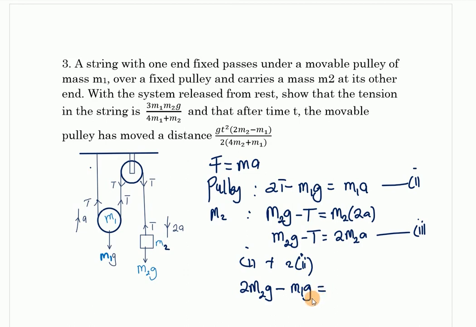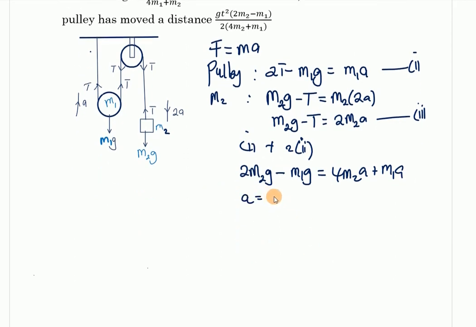That is what we have on the left hand side, because we have this one plus 2 times this. The 2T is gone, so the Ts are gone. Then on the right hand side we have 2 times this, that is 4m2a plus the other one, m1a. So we shall have a equal to 2m2 minus m1 times g divided by what has come up after the factorization, that is 4m2 plus m1. That one is now the acceleration.